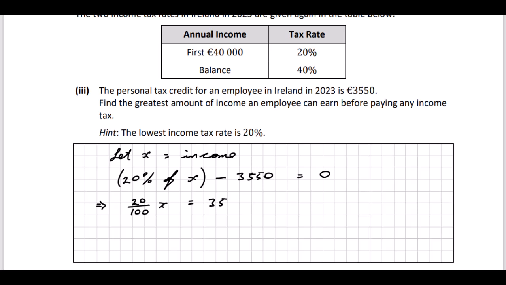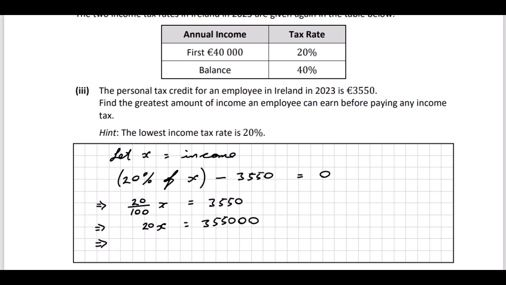So it's 3,550. I'm going to add 3,550 to both sides. Next thing I'm going to do is multiply by 100, because we've got 100 on the bottom of the fraction here. 100 is divided into 20x, so I'm going to do the opposite and multiply. So 20x is equal to 3550 multiplied by 100, add a couple of zeros there.